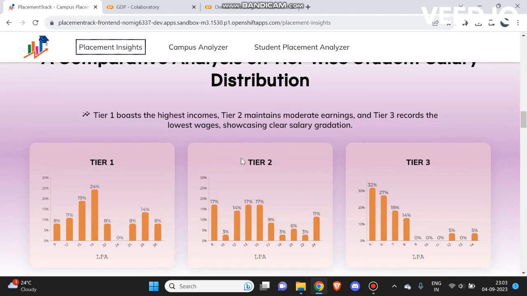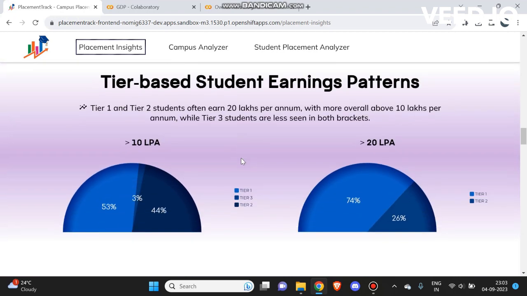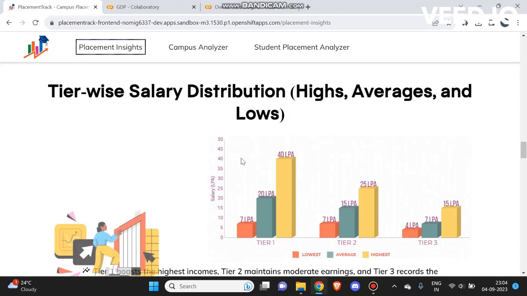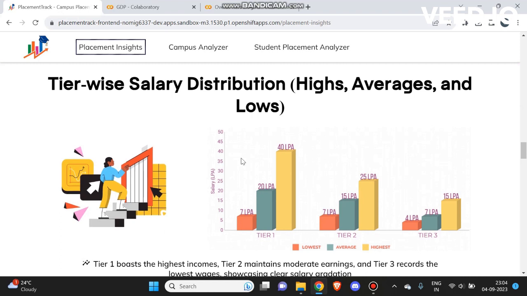These graphs tell us about student salary distribution, that is the percentage of students who are getting above a certain range of salary, and then student earning patterns. So these semi pie charts give us the percentage of students of each tier college who are getting above 10 lakhs and 20 lakhs per annum. You can observe that tier 1 is at the topmost in both the charts, followed by tier 2 and tier 3. And then tier wise salary distribution.